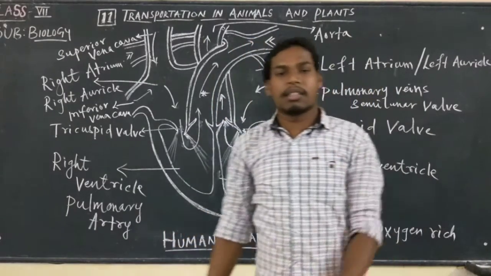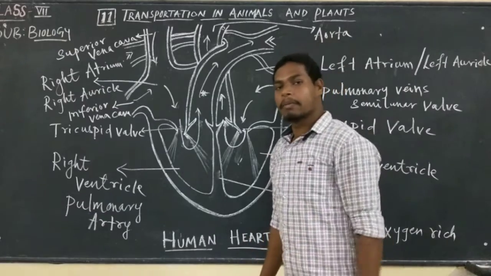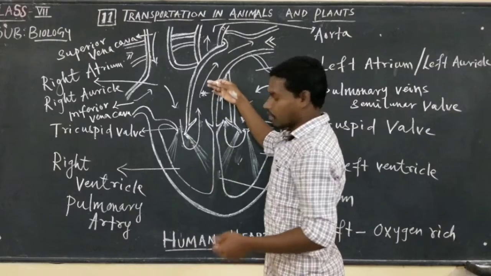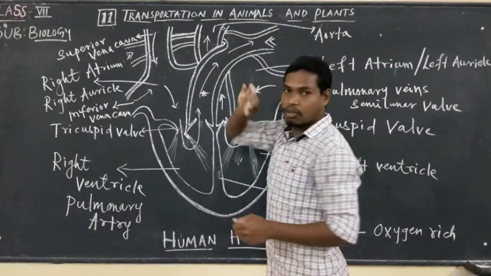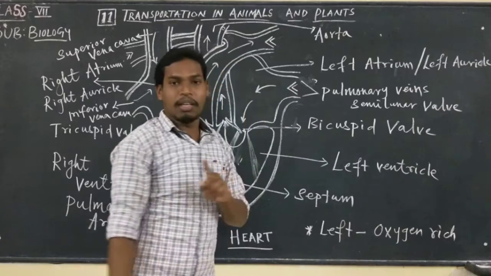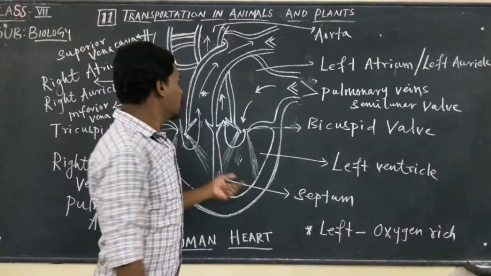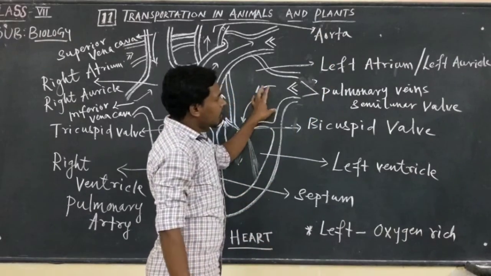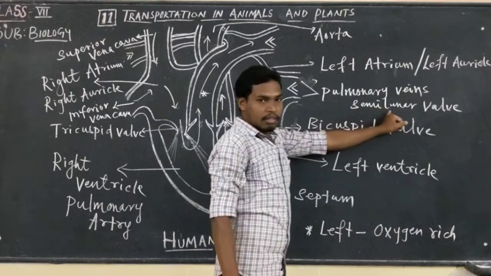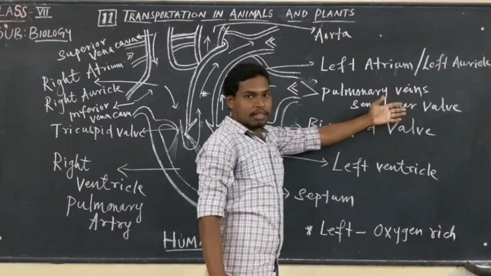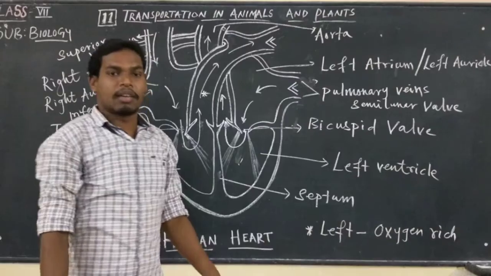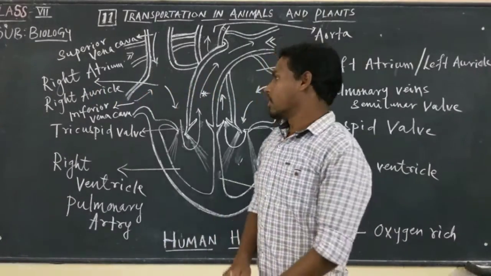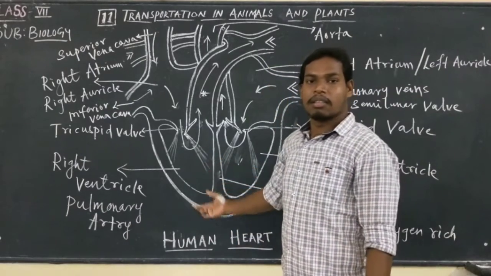Now the lungs' function is to purify the blood. The blood rich in carbon dioxide goes into the lungs for oxygenation or purification. Again from the lungs it is brought into the left atrium with the help of the pulmonary veins. Okay, this is how the circulation takes place in the heart, and this is how the heart functions.